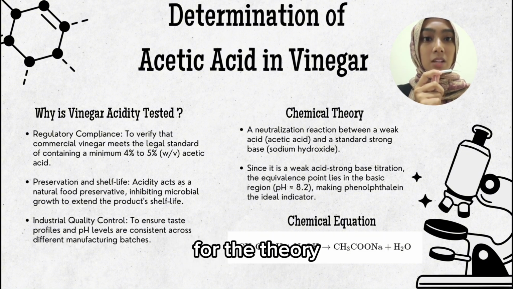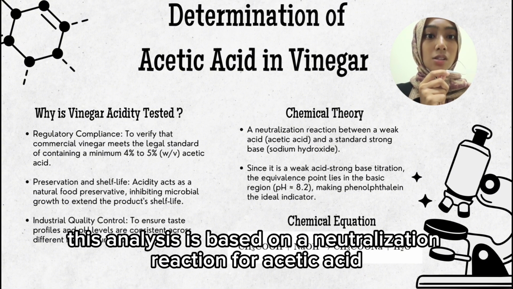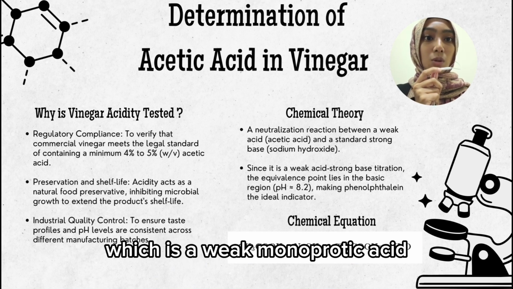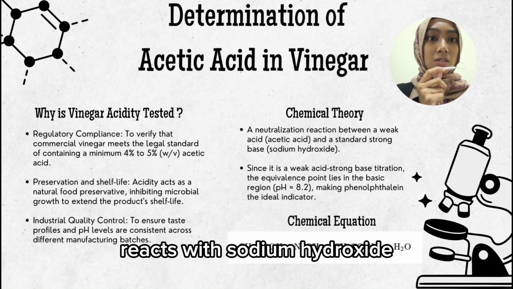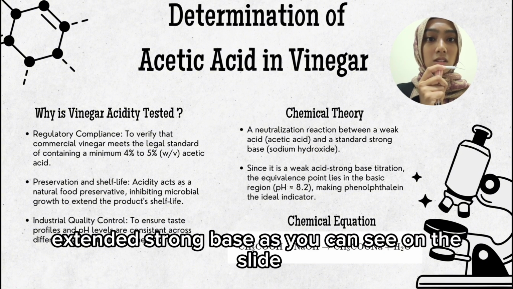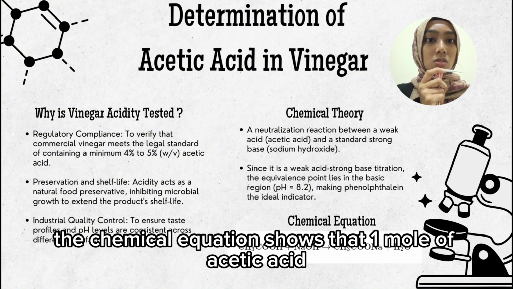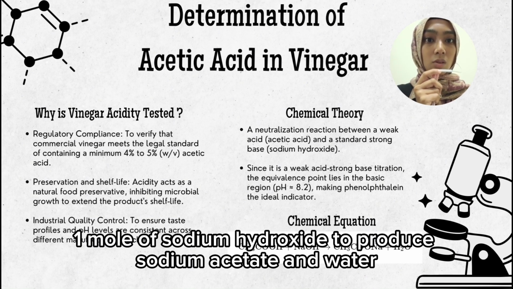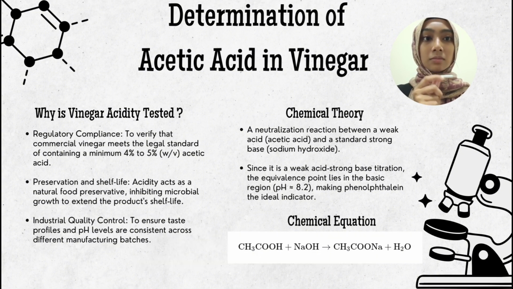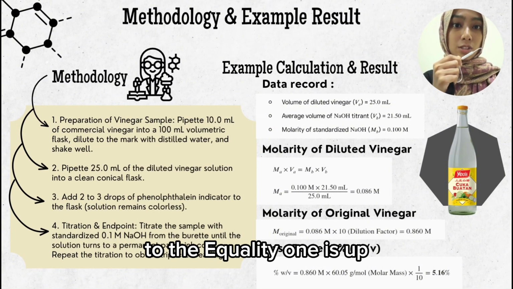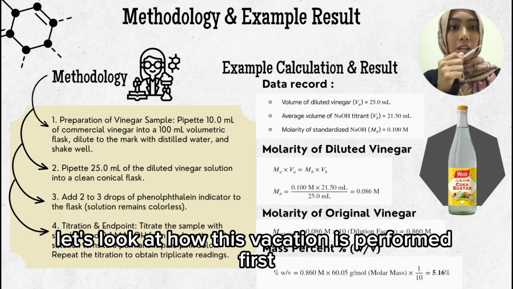For the theory, this analysis is based on a neutralization reaction where acetic acid, which is a weak monoprotic acid, reacts with sodium hydroxide, a standard strong base. As you can see on the slide, the chemical equation shows that 1 mole of acetic acid reacts with 1 mole of sodium hydroxide to produce sodium acetate and water. Moving on to the methodology and result, let's look at how this titration is performed.